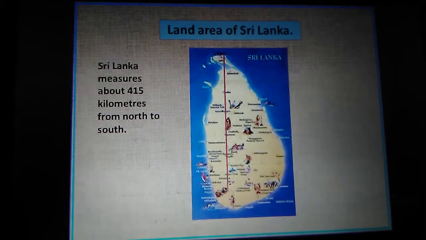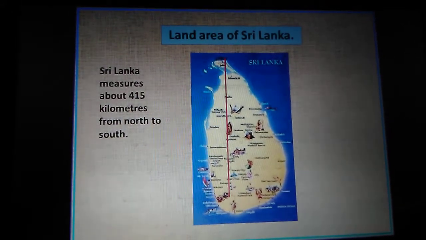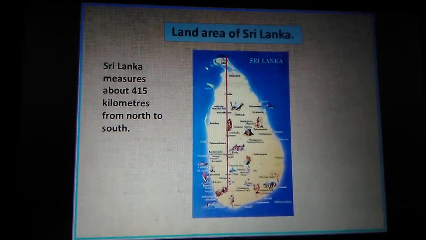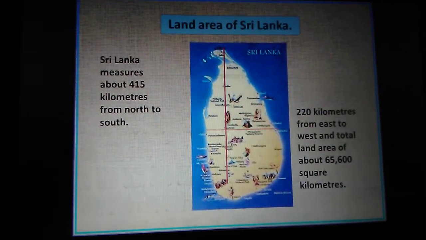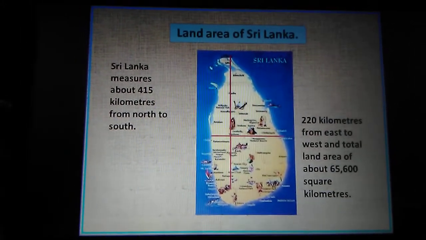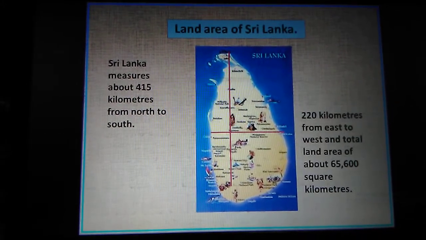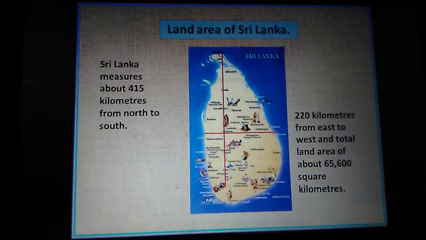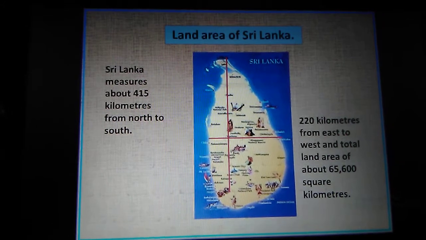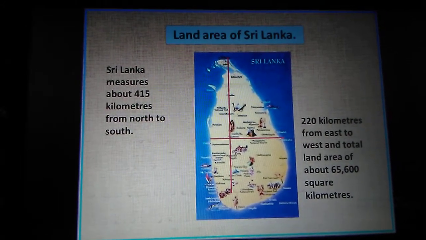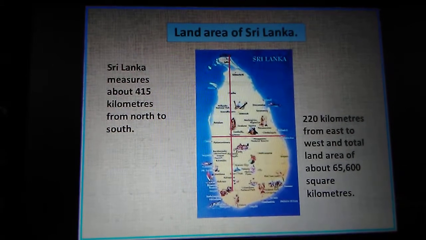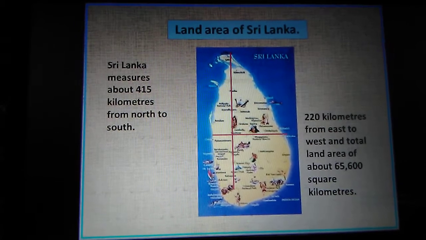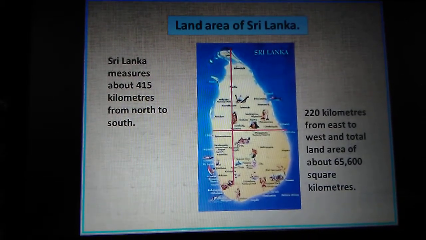Land area of Sri Lanka. Sri Lanka measures about 415 kilometers from north to south and 220 kilometers from east to west, and the total land area is about 65,600 square kilometers. This is the information about the land area of Sri Lanka.